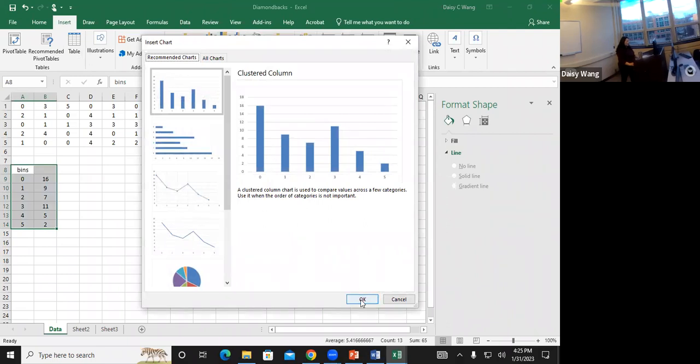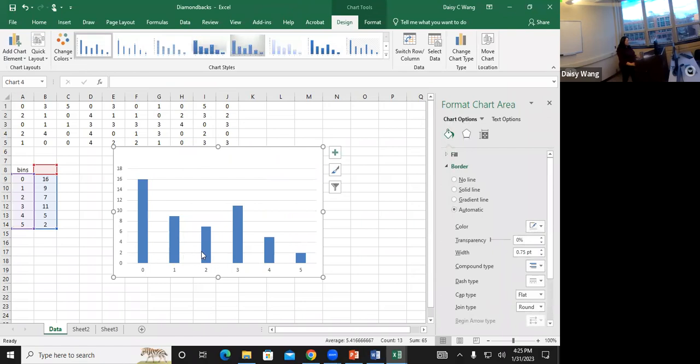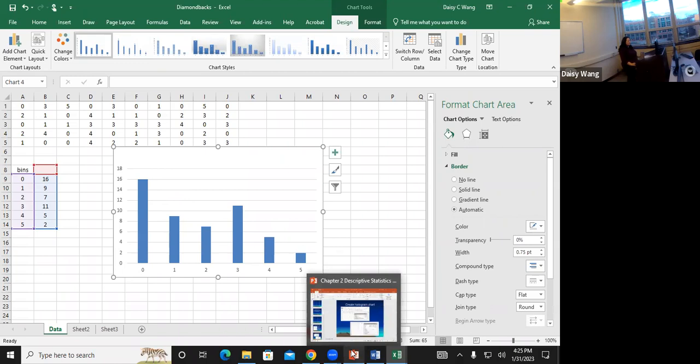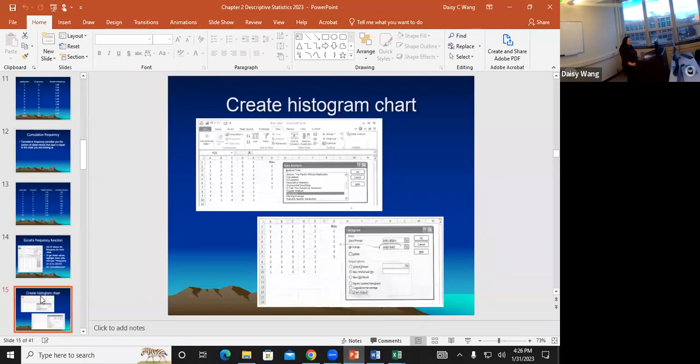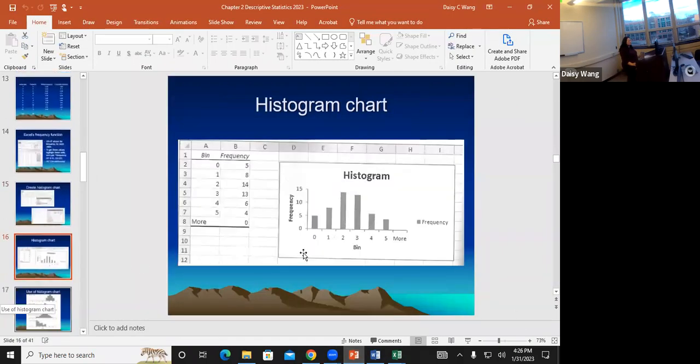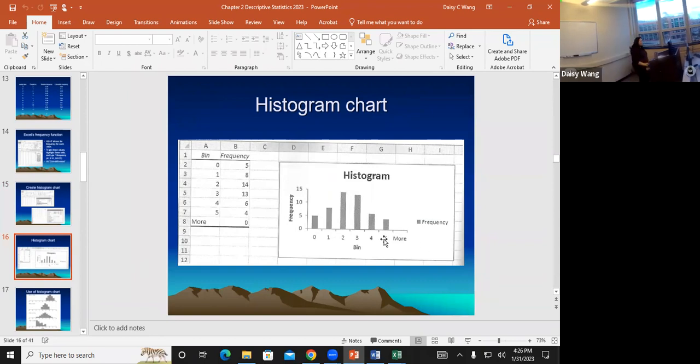Oh, this should be the one. So this is the chart we want by using this different bin. Okay, histogram. And so this is just one way to show, it tells you the frequency of different numbers showing up. Okay, so this we separate into different categories. And then we have this histogram chart. So it should be like this because it's separated into different frequencies.